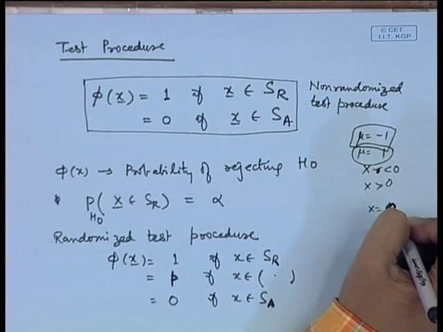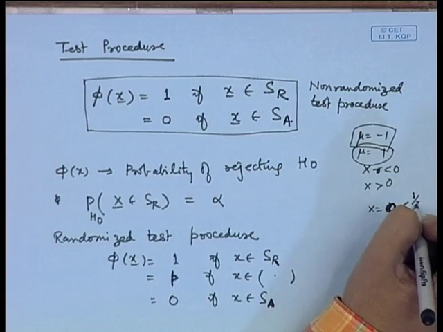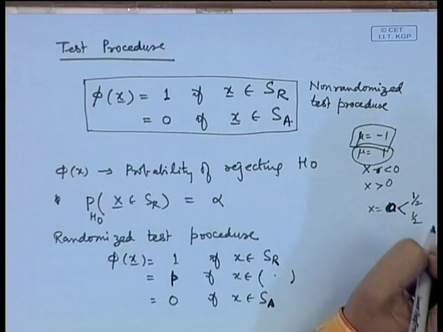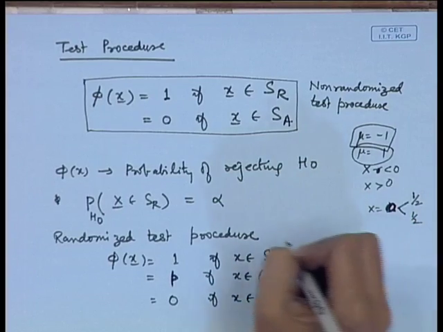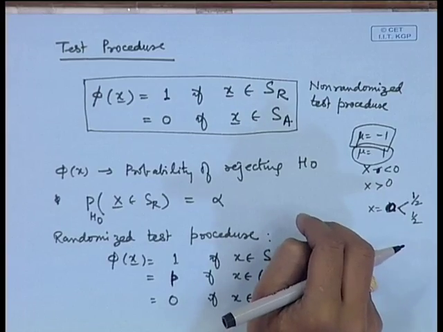In that case, we may decide to conduct an additional experiment and decide on the basis of that, say a coin tossing, with probability half we accept, with probability half we reject. So, this is called a randomized test procedure. Sometimes we may have to adopt a randomized test procedure in order to achieve a given level of significance or given size of test.